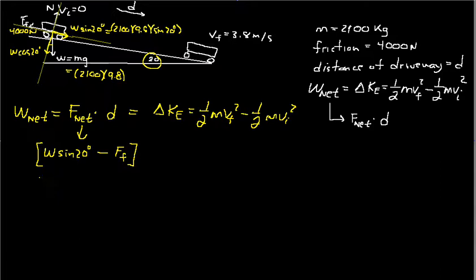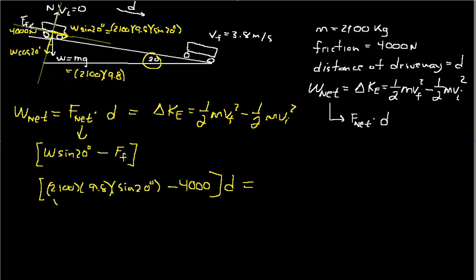So this is going to be 2100 times 9.8 times the sine of 20 degrees minus the force of friction, which the textbook told us was 4,000 newtons, and that times the distance that it's going to go down the ramp, because that's the displacement. That's going to be our net work, and this is going to equal 3038.77 times D.